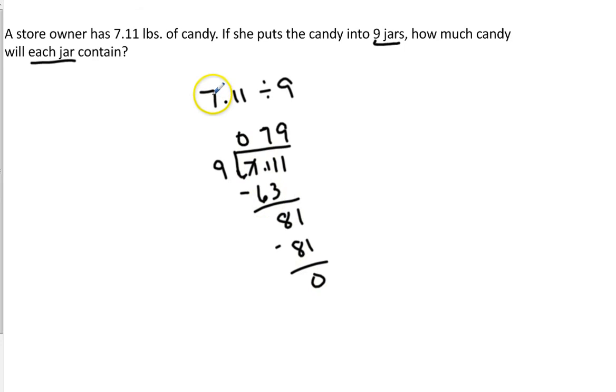And since I know that I'm taking a smaller number divided by a larger number, my answer is going to be a decimal. My decimal is straight up into my answer. She would have 0.79 of a pound of candy in each jar.